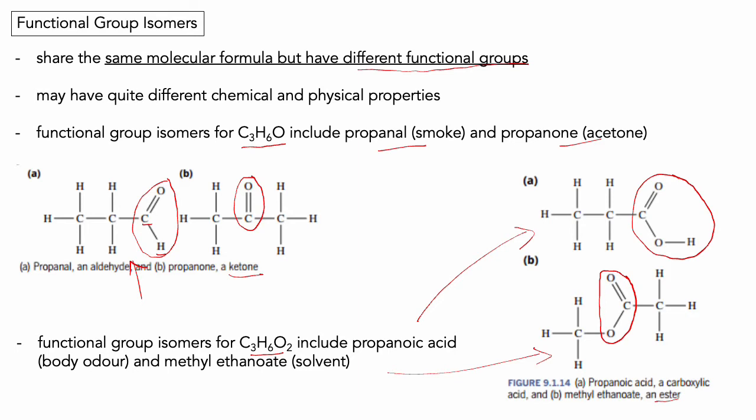The point here, the key takeaway is a functional group isomer has the same molecular formula, but you're going to have a different functional group present in that molecule, giving it completely different chemical and physical properties. Now just contrast that with a position isomer, which has the same molecular formula, but it has the same functional group present, just located somewhere else on the carbon chain.